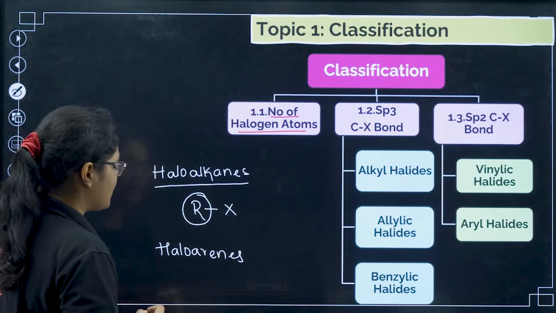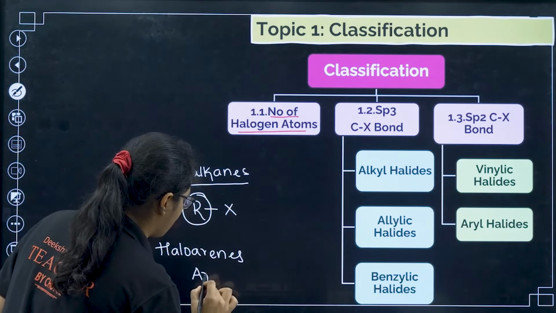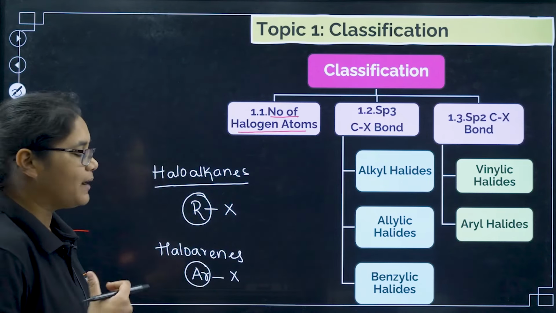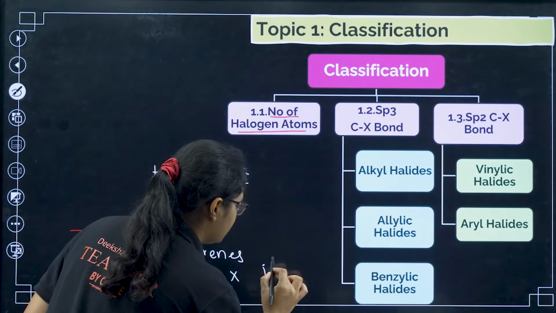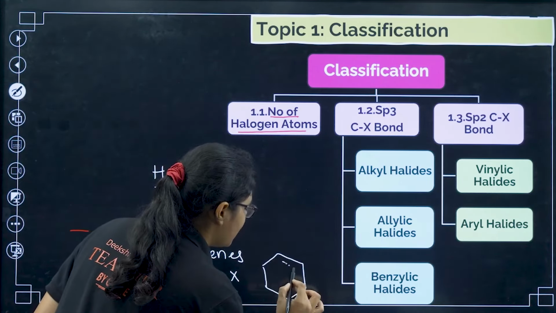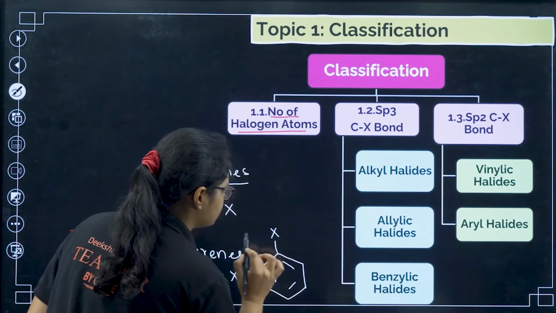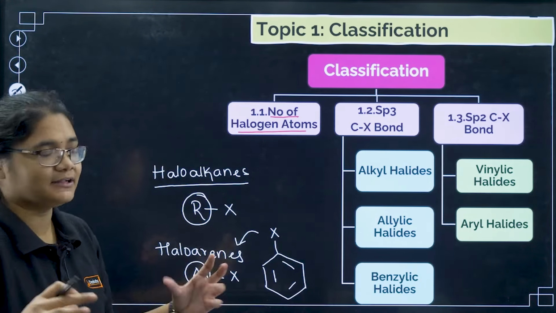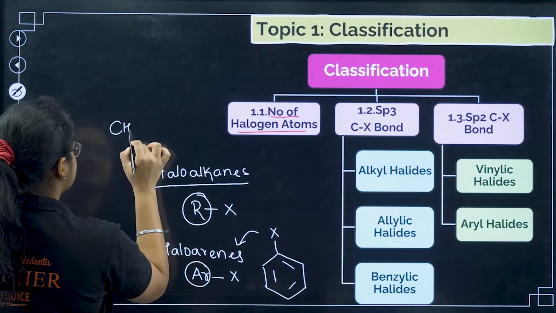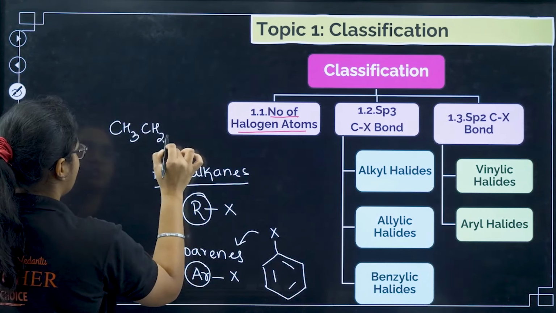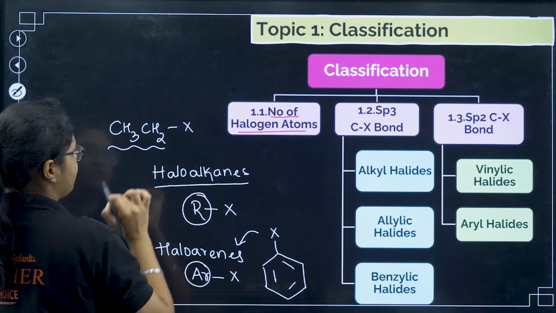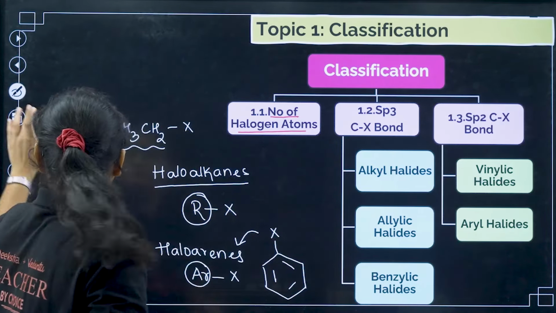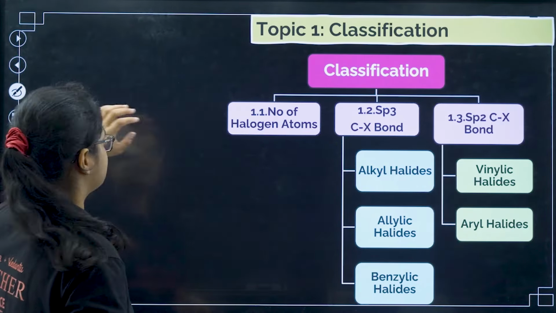Now coming to haloarenes, you have Ar and X. Ar is an aromatic ring, and here we mean just benzene. So any benzene ring with a halogen will be called haloarenes, and any normal aliphatic chain, for example CH3, CH2 and then X, is an aliphatic chain. So this is called haloalkanes. Clear? Now let's understand the classification.